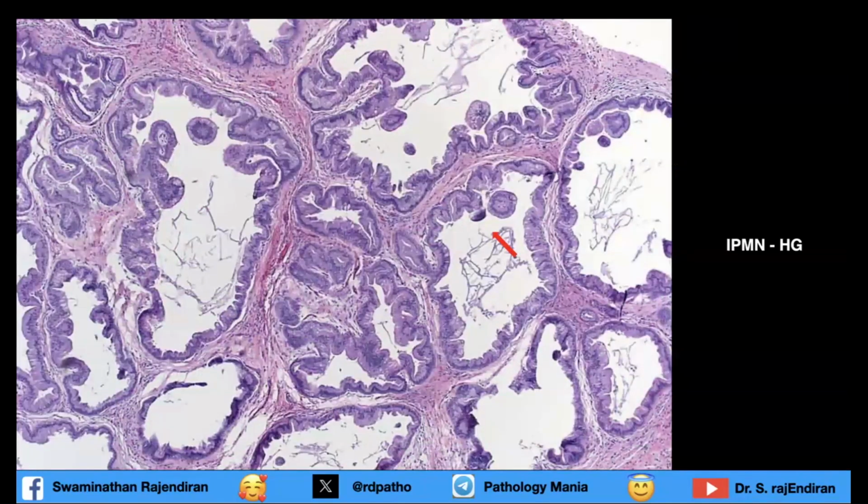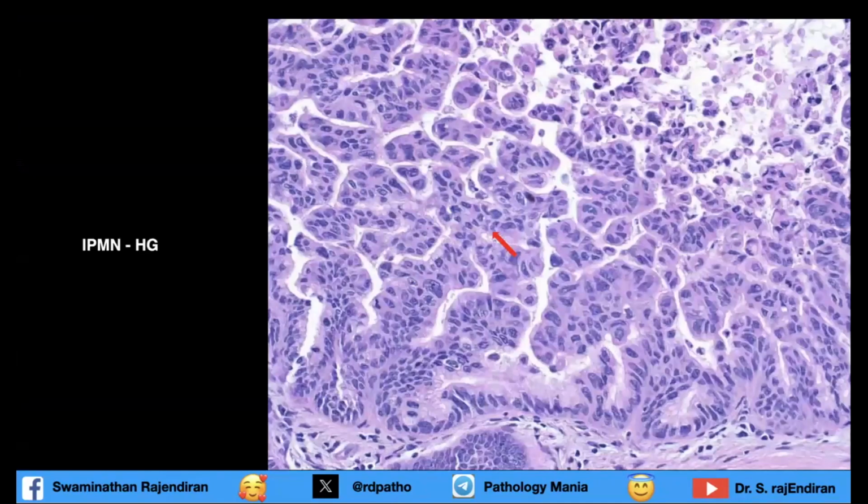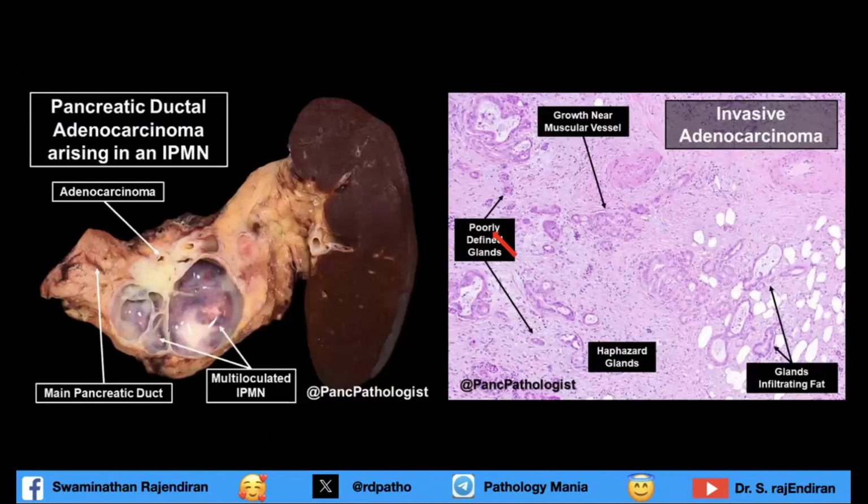Again, low power view of IPMN high grade. Higher power view of IPMN high grade. And remember, I told you any cystic benign lesion can have invasive carcinoma. This is a beautiful example. I have given the name of this beautiful pancreatic pathologist from University of Pittsburgh in the references. He takes very nice pictures.